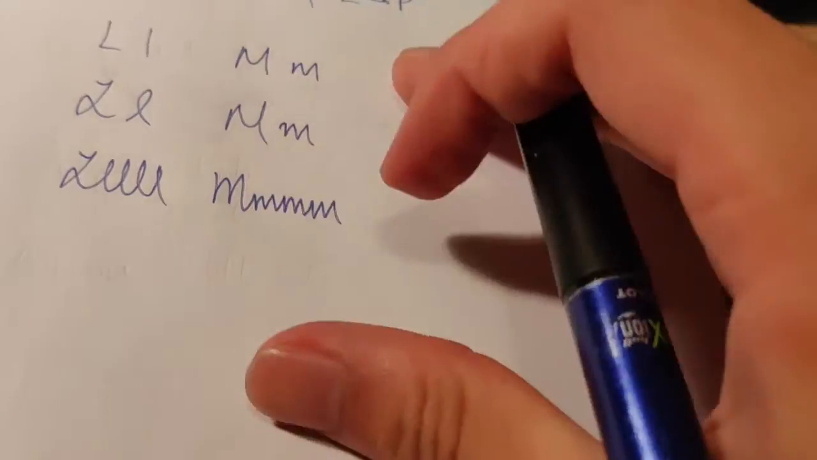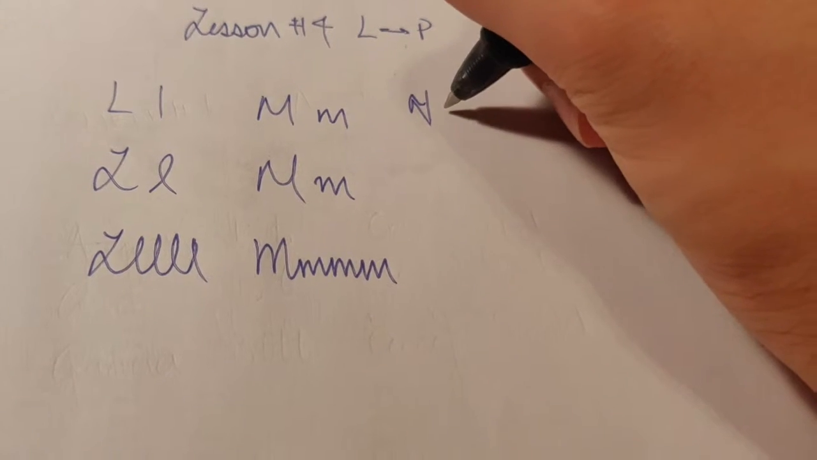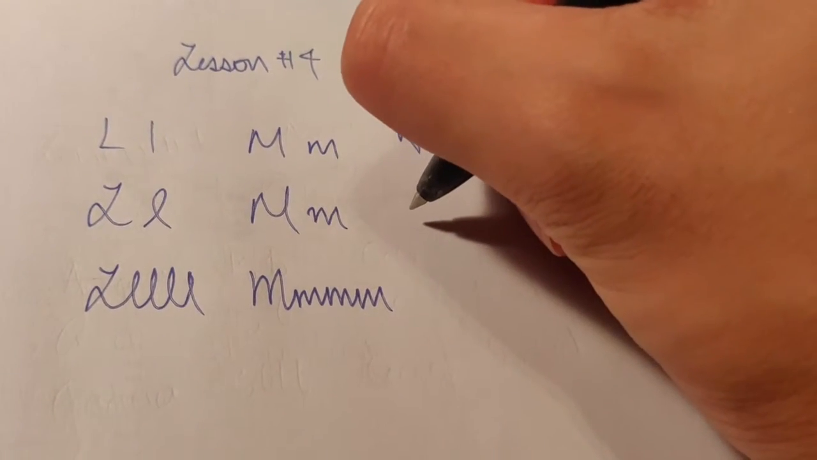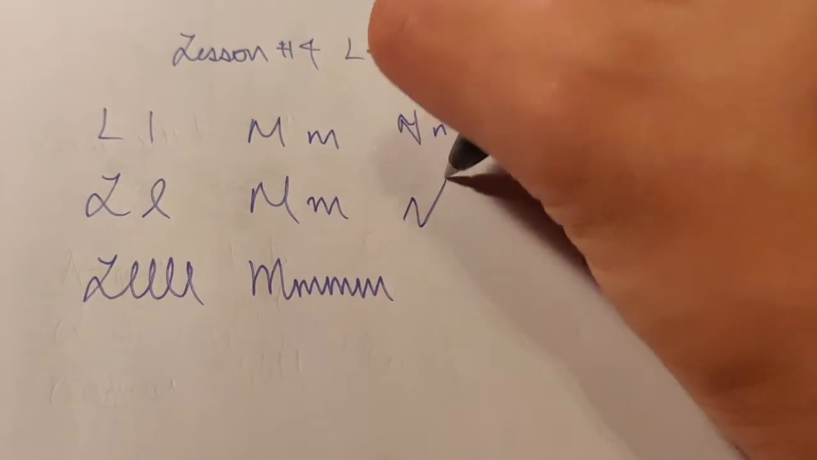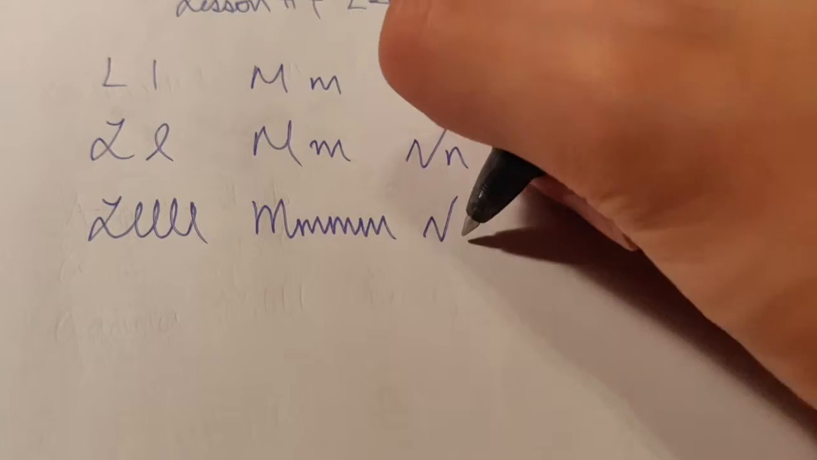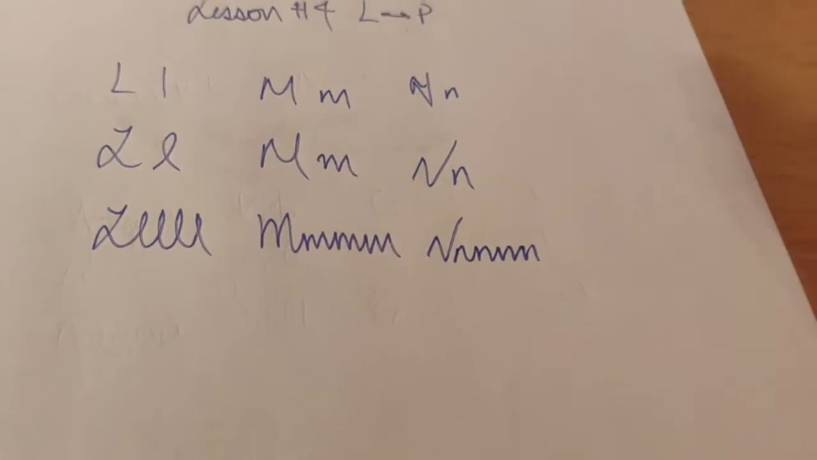We've got N. That's just what N would look like in normal handwriting. In cursive, it looks slightly different, but same, connects. The capital N does not connect with any letters in cursive, at least in this type of cursive.